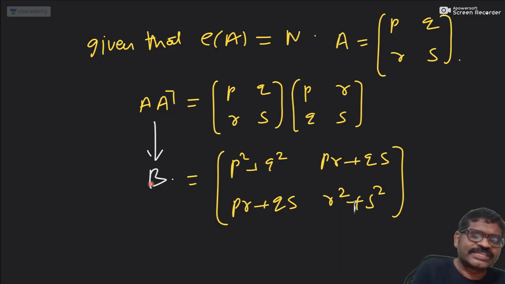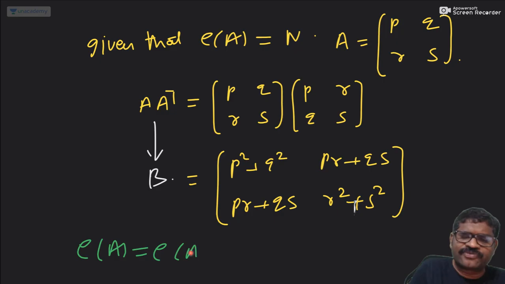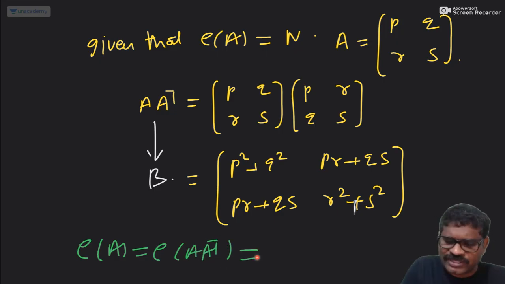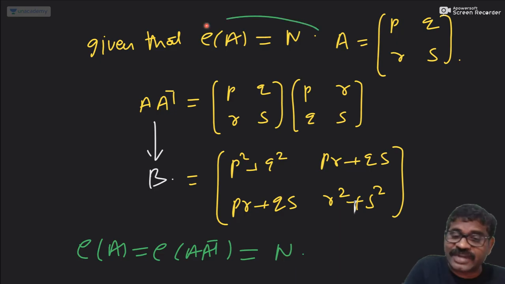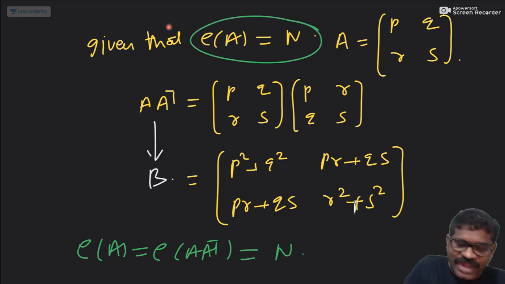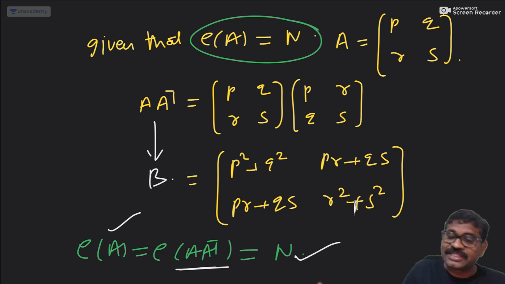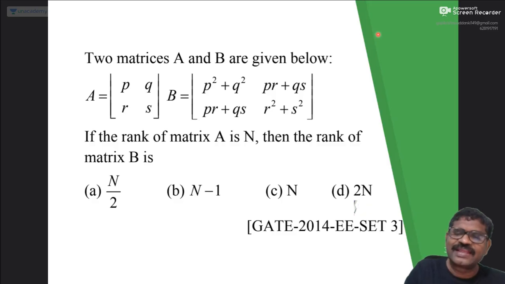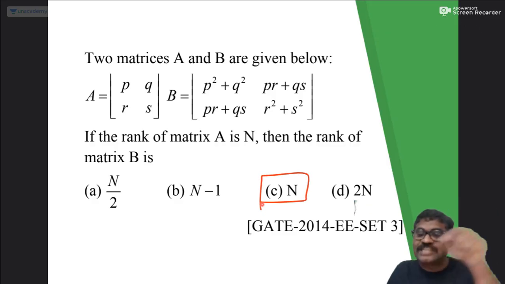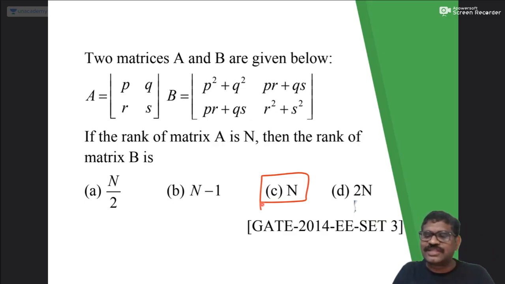We know that rank of A and rank of A into A transpose are equal. Therefore, this is equal to n because rank of A is n. If rank of A is n, rank of A into A transpose is also n. That's why rank of B is also n, since B is A into A transpose.